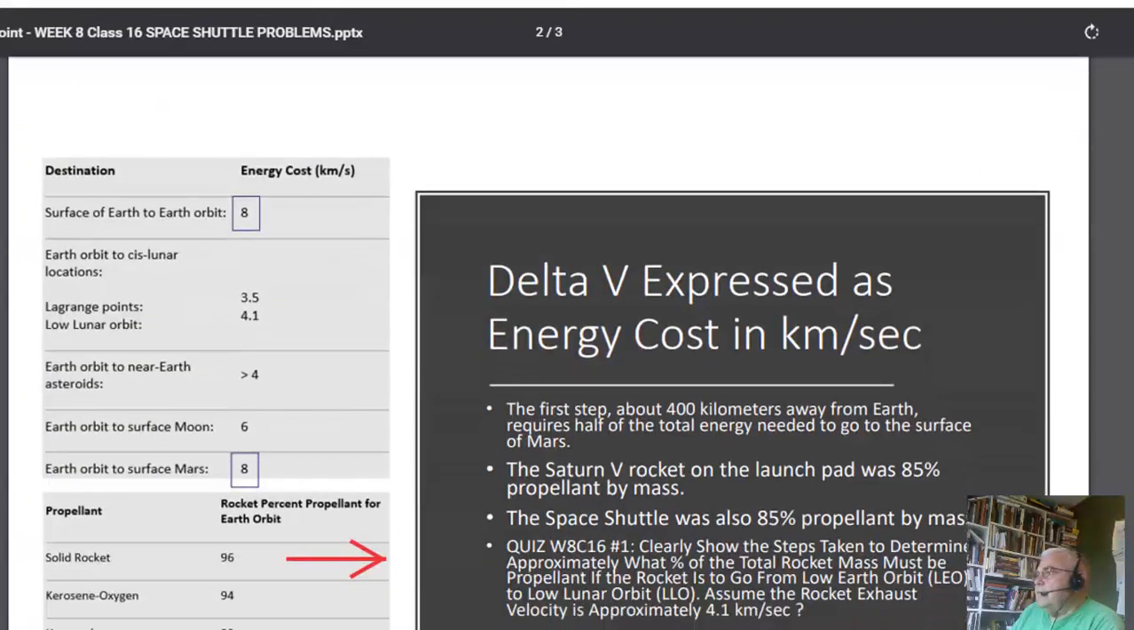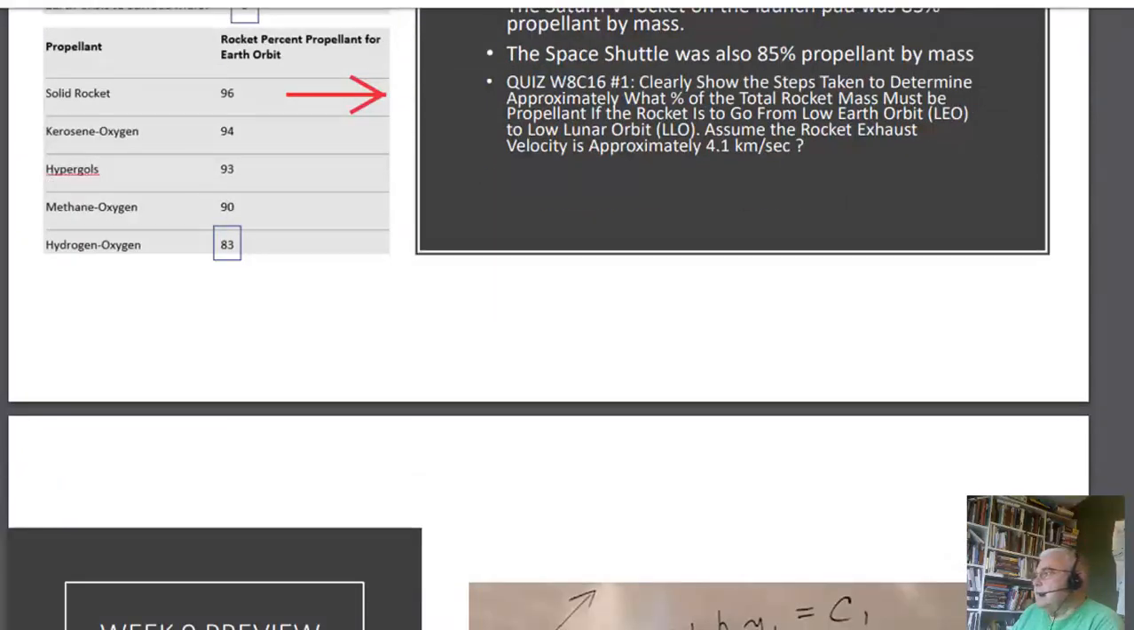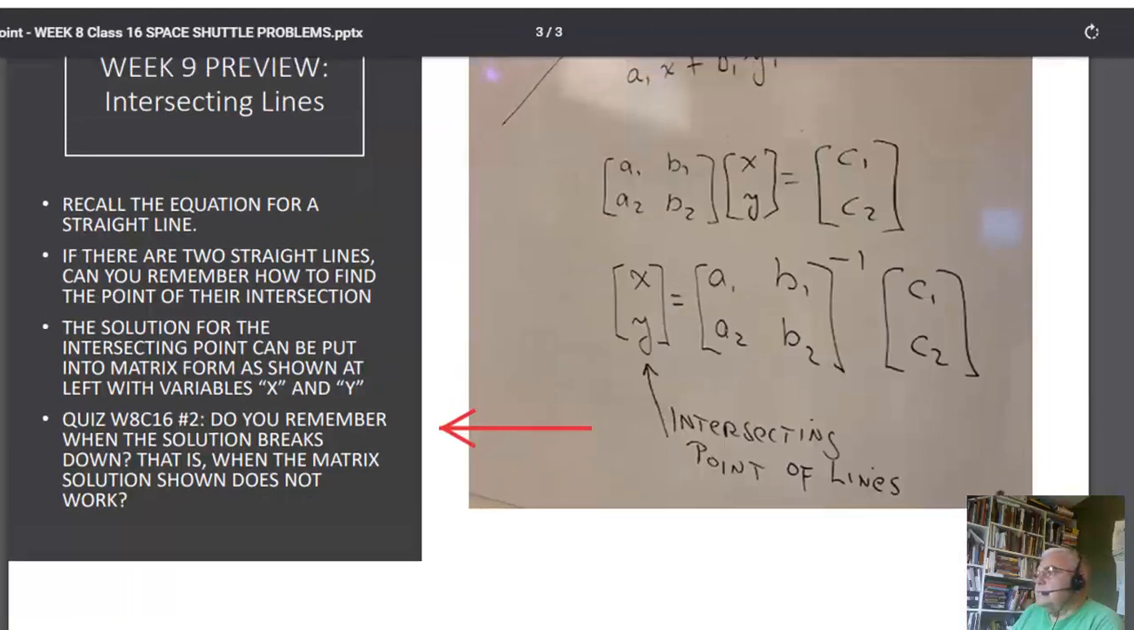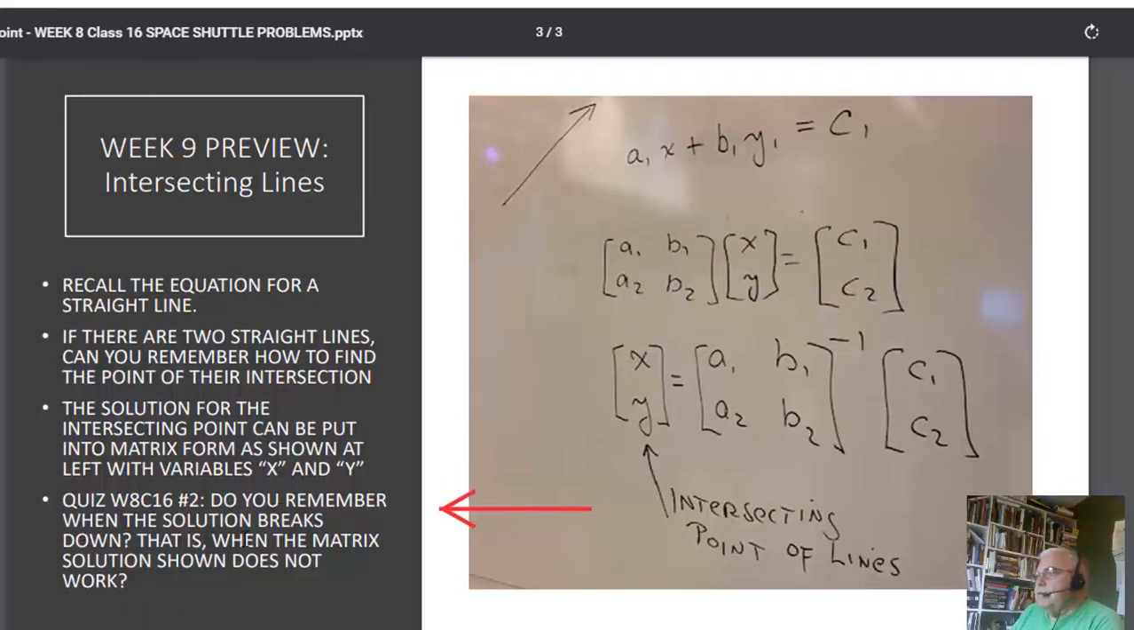Okay, the second problem that we had, let's see, if I can find it here, yeah. Do you remember when the solution breaks down? Yeah, we did this in class. We had this matrix inversion solution. I don't expect you to be able to invert the matrix. I just want you to see how it works.